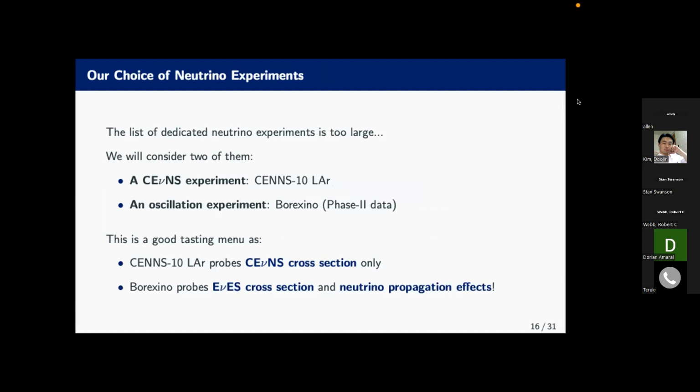So firstly, this XENONnT liquid xenon experiment, which is essentially like the COHERENT experiment they ran in 2017, where they first discovered coherent elastic neutrino-nucleus scattering. But instead of doing it with cesium iodide, we're doing it with liquid xenon. And then we're also going to look at an oscillation experiment, in particular phase 2 data for Borexino. It's, as I say, a good tasting menu because with XENONnT, we probe just the CEvNS cross section, whereas with an experiment like Borexino, we probe both the ES, as in the elastic neutrino-electron scattering cross section, and you probe propagation effects that can happen in the sun.